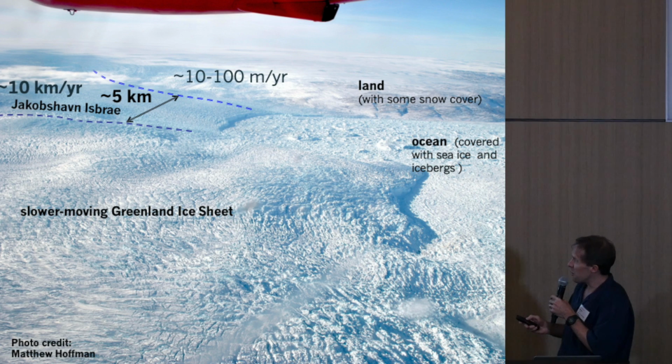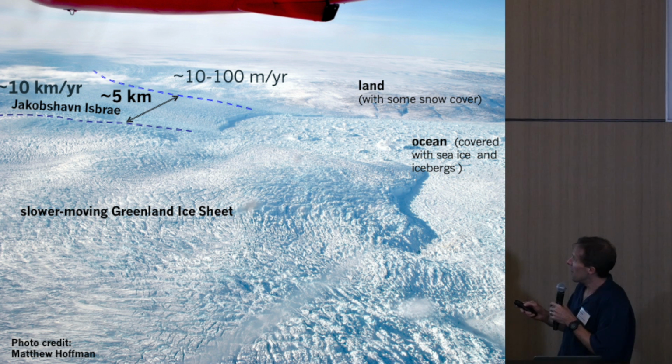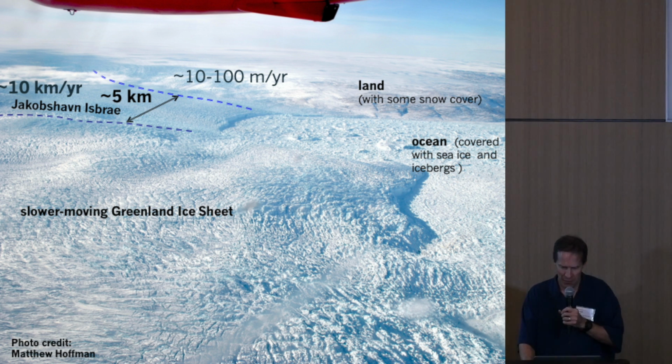There's just one aerial picture from a colleague taken in Greenland that shows a bunch of these things all together. This is Jakobshavn Isbrae, which is one of the world's largest and fastest flowing glaciers. It flows about 10 kilometers a year, surrounded by slower moving ice that's part of the Greenland ice sheet, flowing into an ocean that's covered with sea ice and icebergs, and some surrounding land that has snow but is not covered with glacial ice. But you have these systems where you can see all these things together.